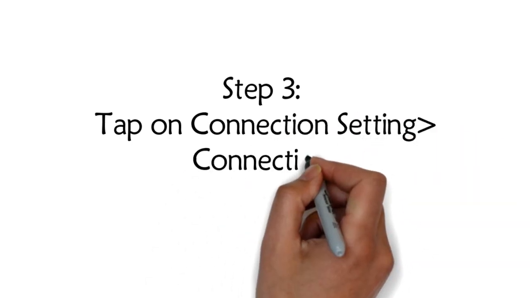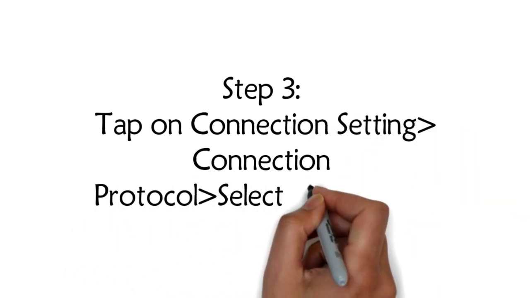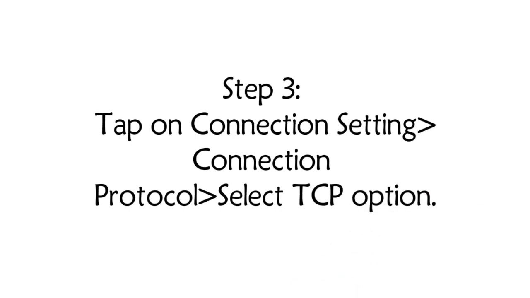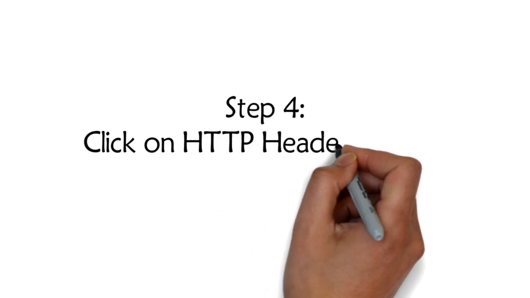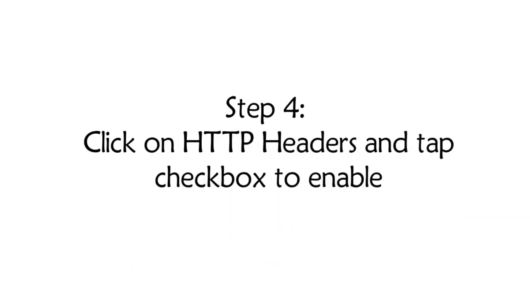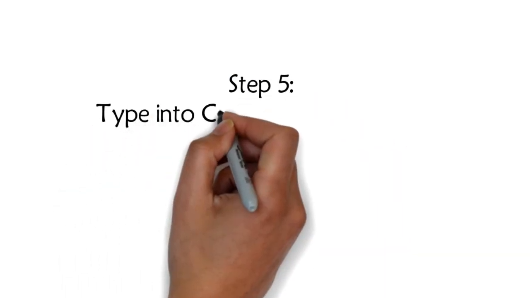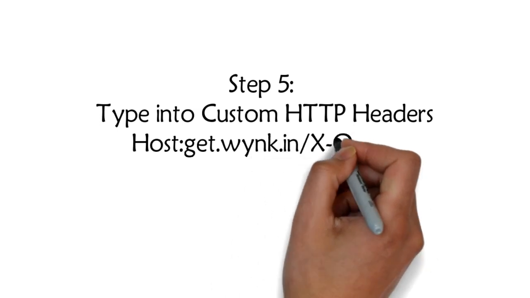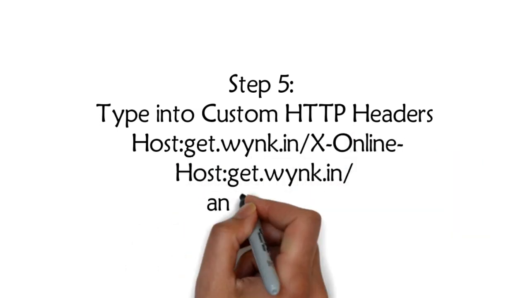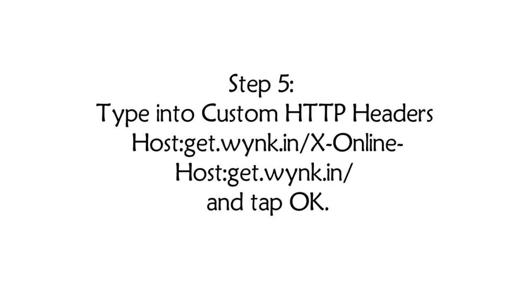Tap on Connection Setting > Connection Protocol > select TCP option. Step 4. Click on HTTP headers and tap checkbox to enable. Step 5. Type into custom HTTP headers hostget.wink.in/x online hostget.wink.in/ and tap OK.